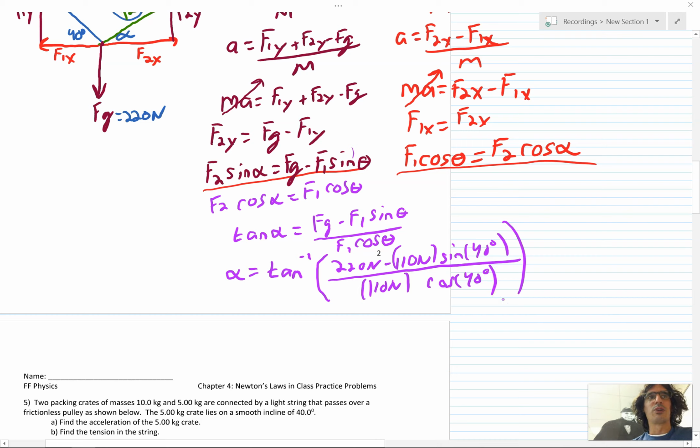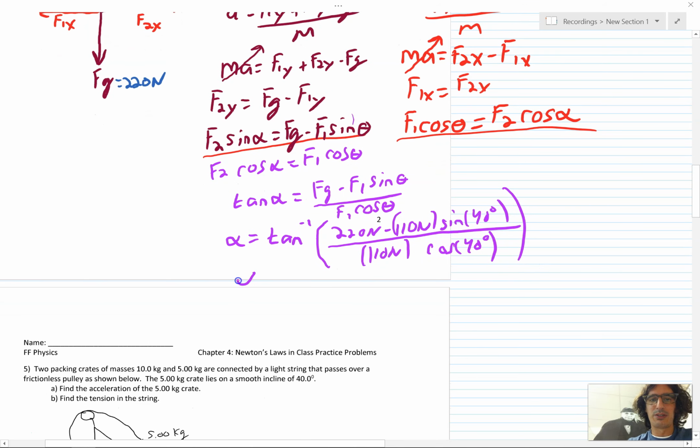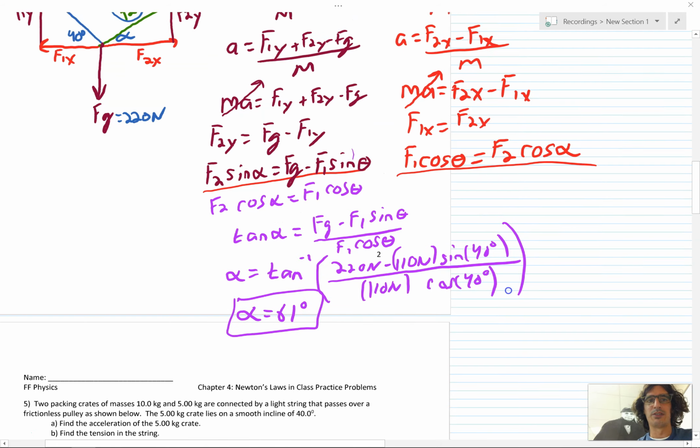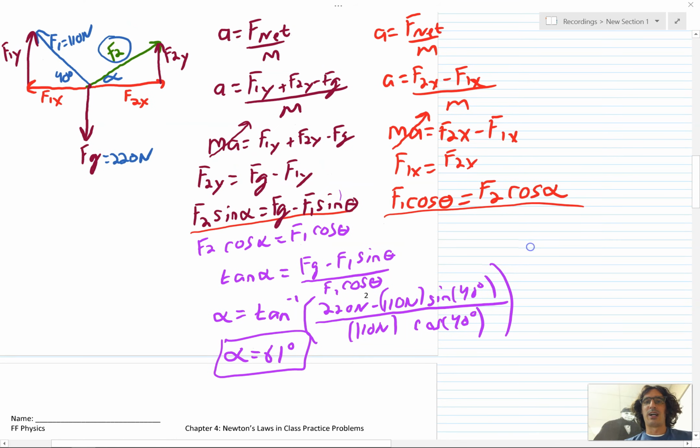Plug and chug, make sure we're in degrees, and we'll get an angle of 61 degrees. So alpha equals 61 degrees. That's the first part of the problem. This is the longest step. Now we want to solve for f of 2.